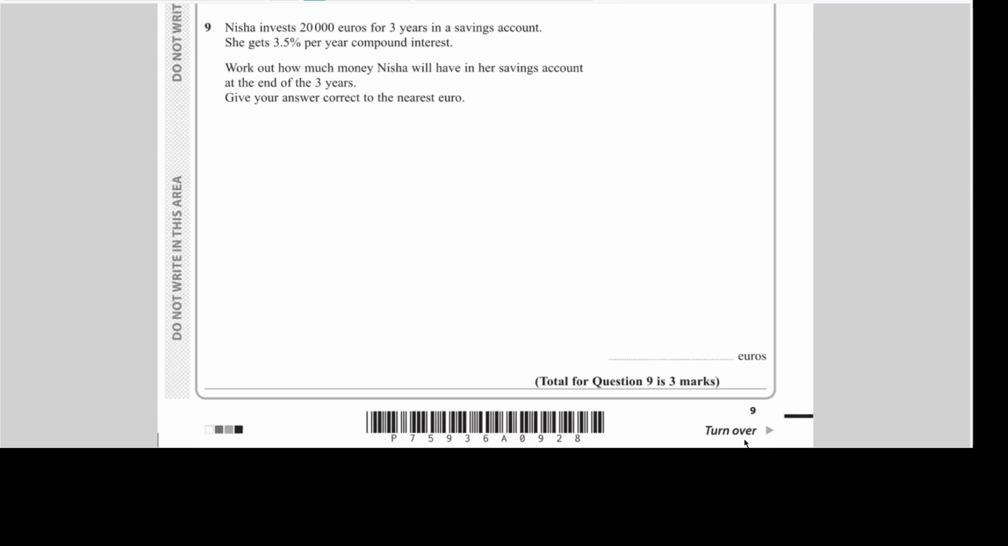Question 9. Percentages. Nisha invests 20,000 euros for 3 years in a savings account. She gets 3.5% per year compound interest. Now this is under compound interest. Work out how much money Nisha will have in her savings account at the end of 3 years. Give your answer correct to the nearest euro. This is also important. Students tend to forget it.